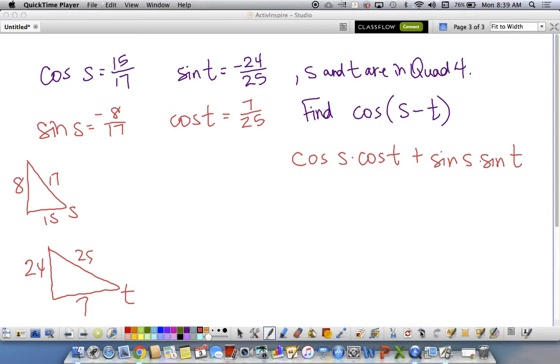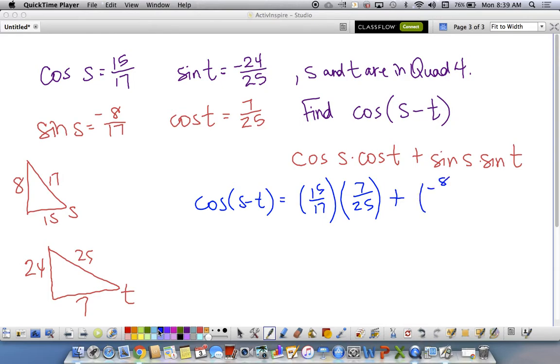Alright, so let's start plugging in. So cosine S minus T. What's cosine S? 15 over 17. Cosine T, 7 over 25, plus, now what's sine S? Negative 8 over 17 and sine T.